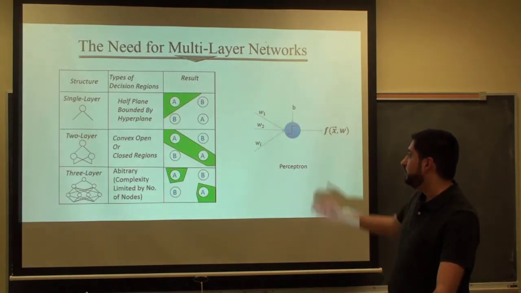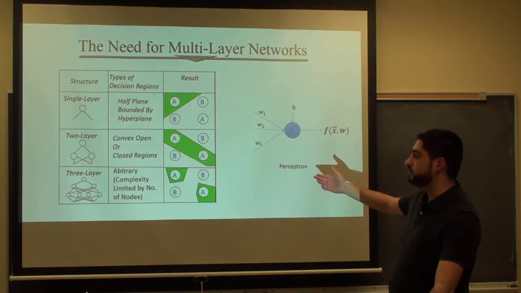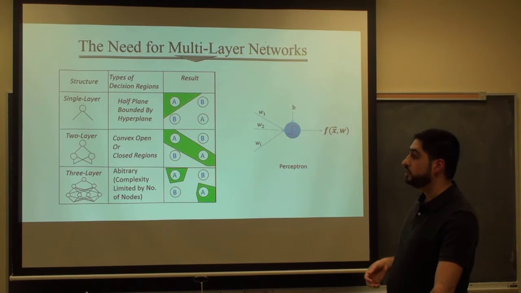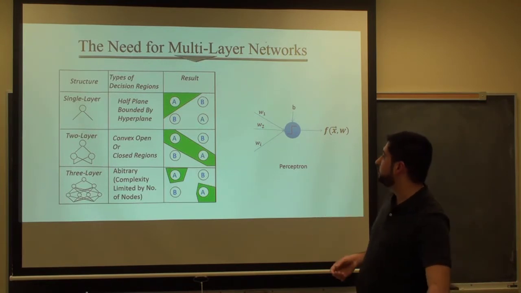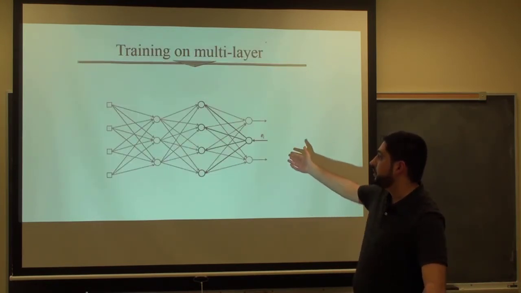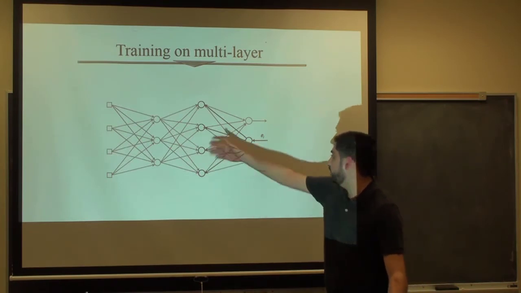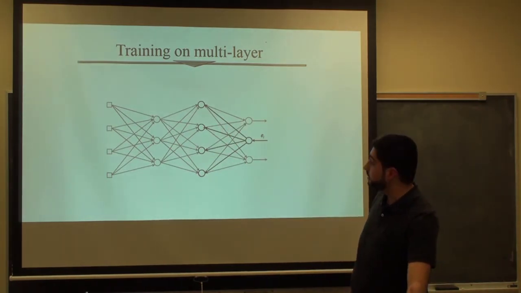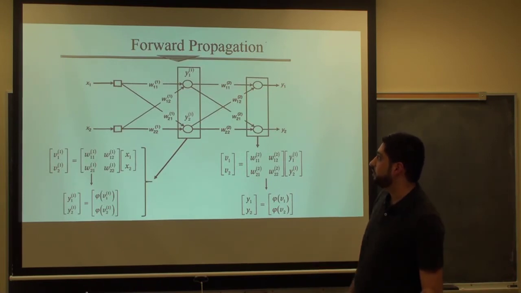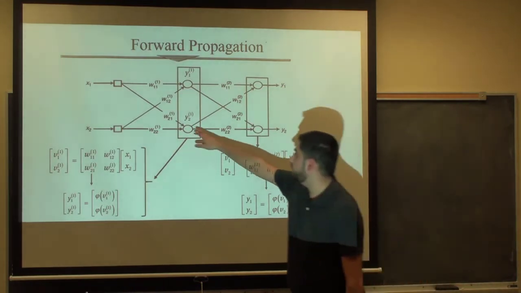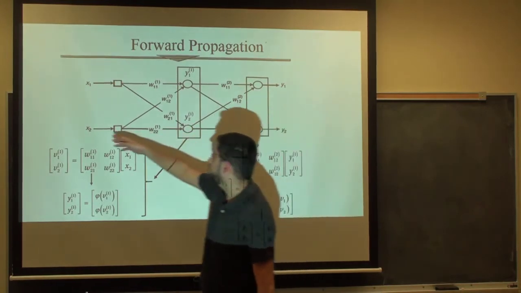So we saw the need for multiple layers. Now we're going to try to teach the networks on multiple layers. It's similar to a single layer, but there are some small differences. This is an example of a multiple layer network. We have 2 layers, and we want to do the training on multiple layers. For learning purposes, it's easier if you choose a simple network. For this one, we have an input, one hidden layer, and an output layer.